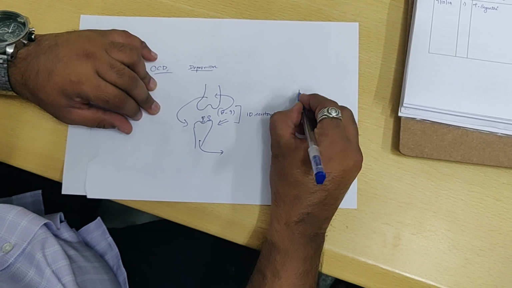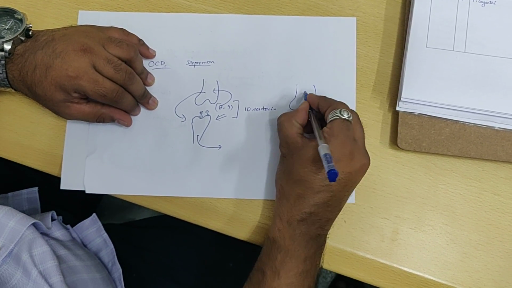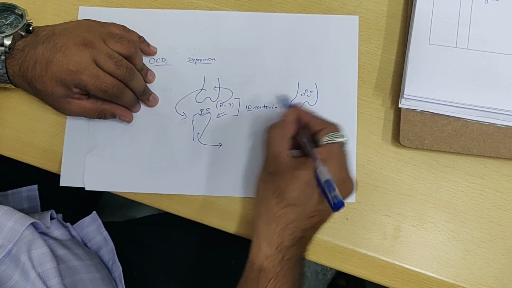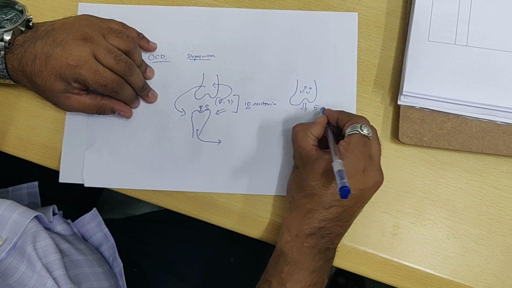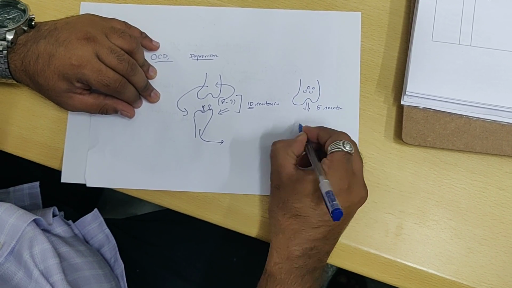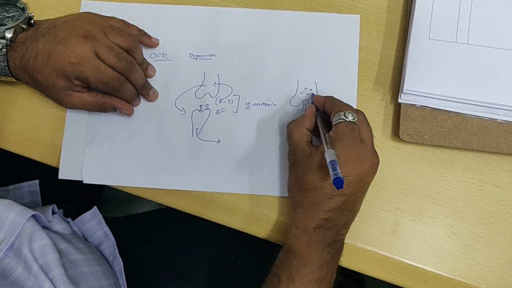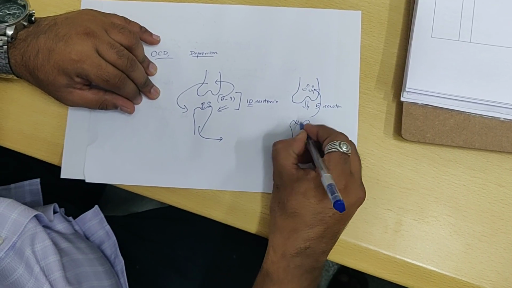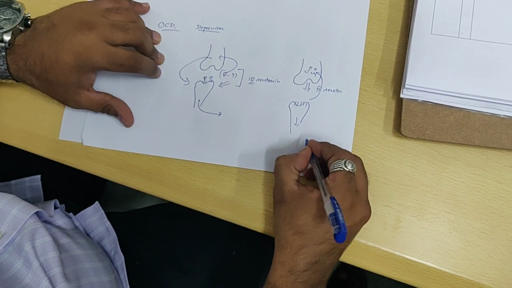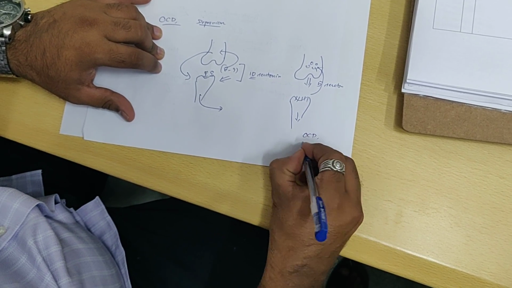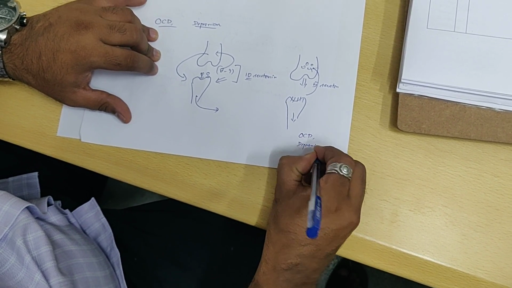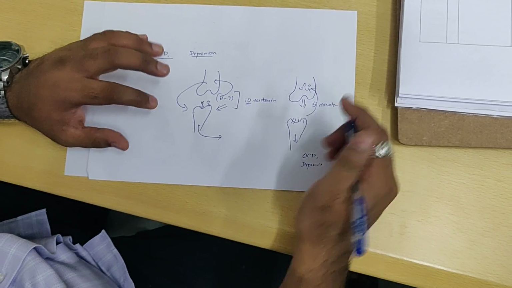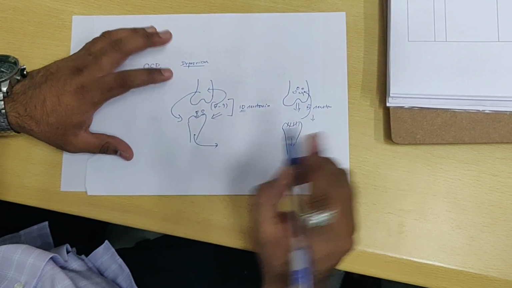Now, there are people who generally have less serotonin here. Instead of 10, they will be having only 5 serotonin molecules coming out. Out of 5, if all the 5 go back by reuptake, there is no serotonin. That is why the patient has a disease called OCD or depression. I'm not saying there is zero serotonin. I just gave you an example that serotonin concentration is lesser.